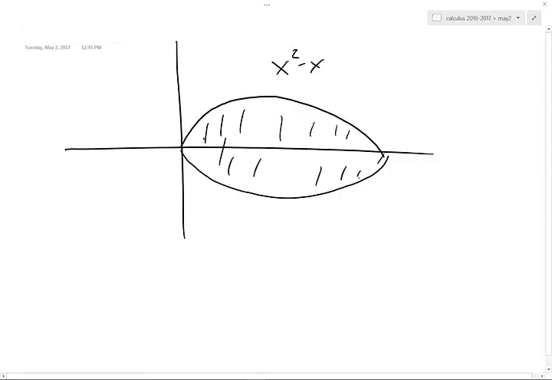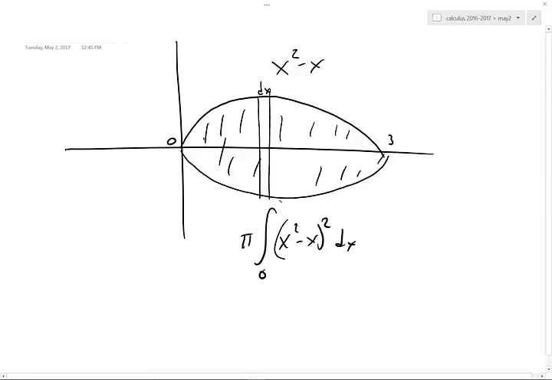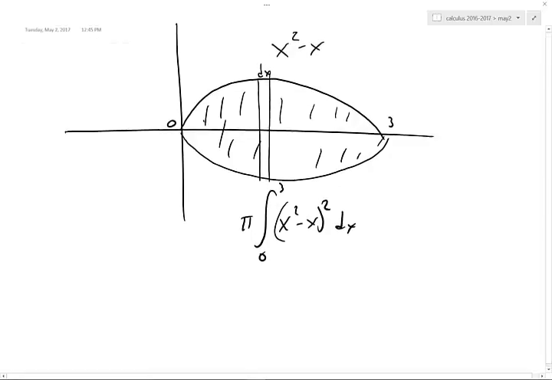Yeah, you're right. And so we're going to chop it thusly, which is a dx, of course. And so how will I find this volume? Well, it's pi times the radius squared dx from 0 to 3. And that part's easy. And so let's do it.